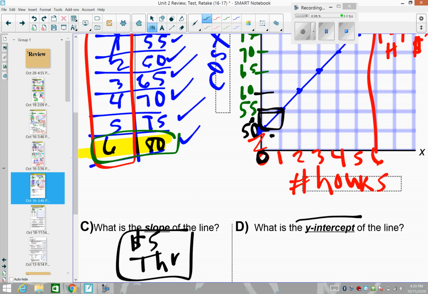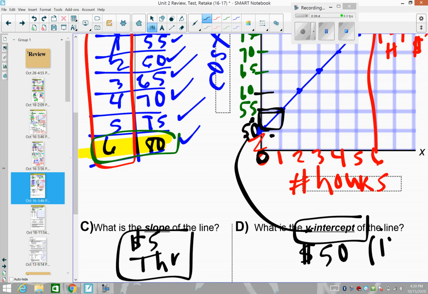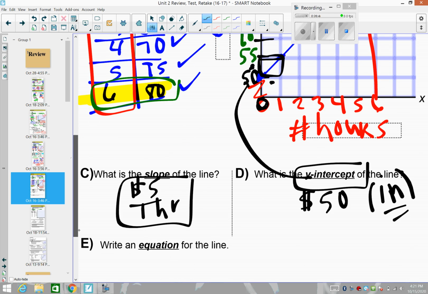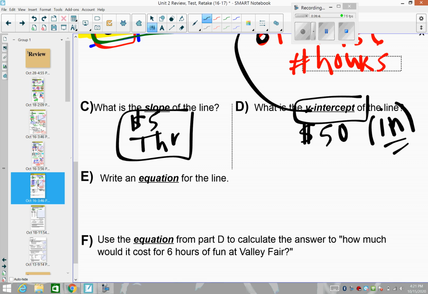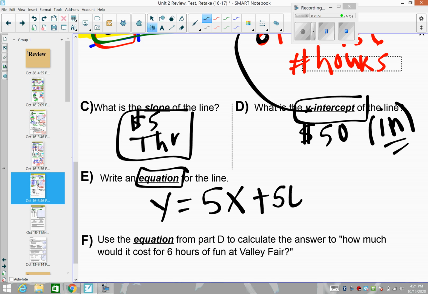The Y-intercept is the place where the graph starts, which is $50. We said that it would cost $50 to get in to Valley Fair. Even if you don't want to rent a locker, you still have to pay $50 to get in. So write an equation. Y equals $5 per hour of locker rental plus $50 for tickets to get in. This would be my cost, and this would be the hours of locker rental, X.